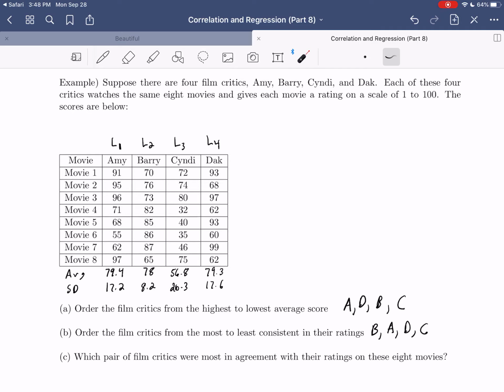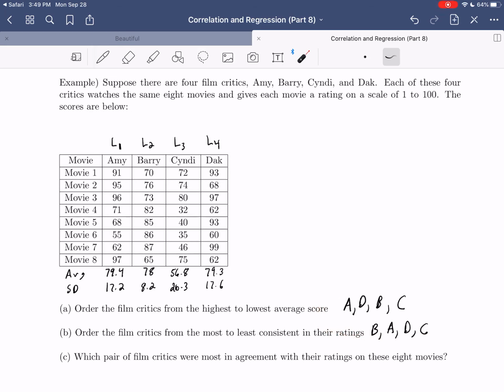Notice she had scores as low as the 30s, 32 and 35, all the way up to the 80s, whereas somebody like Amy was sort of 50s to 90s. Barry was only 65 all the way up to 87, it looks like. So it makes sense that Barry showed very little deviation, was the most consistent. Okay, so we've got those pieces there.